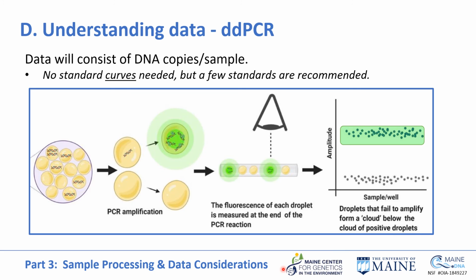So this data is a lot easier to interpret. It's just the quantity of DNA in your sample. You don't have to do a standard curve or anything like that. However, it is a good idea to put a few standards, a few blanks, a few samples of known amounts in there just to make sure that the reaction is going as designed.